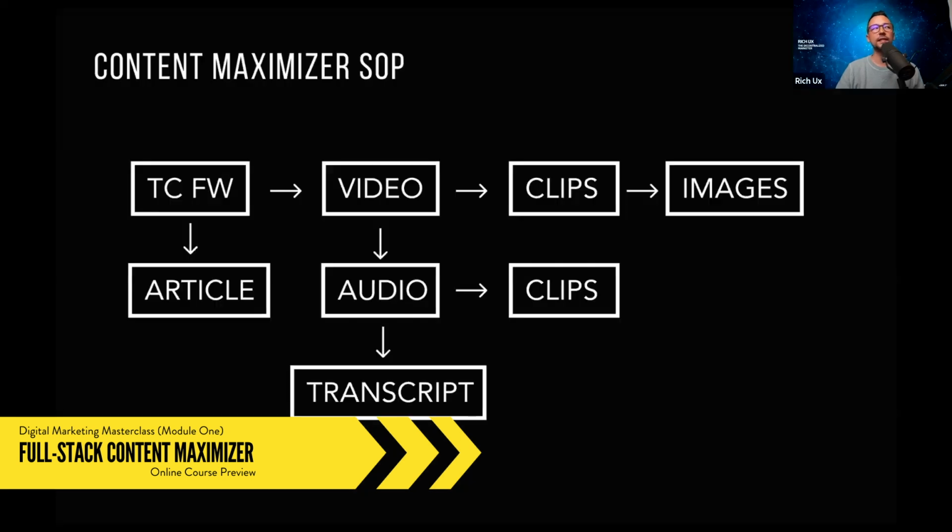Today, we're doing TCFW, Thought Capital Framework, and we're doing lower arrow article. The left side, that's what we're doing today. Next week, we're doing images. And then the final weeks, we're doing everything else. You just learned it in that order. It's the natural order, I believe. But when you do the content maximizer standard operating procedure, images are often one of the last things you do.